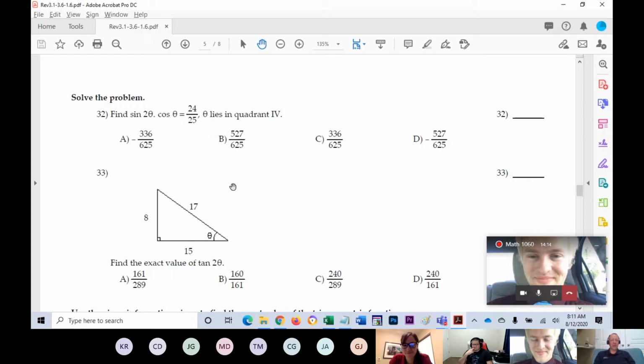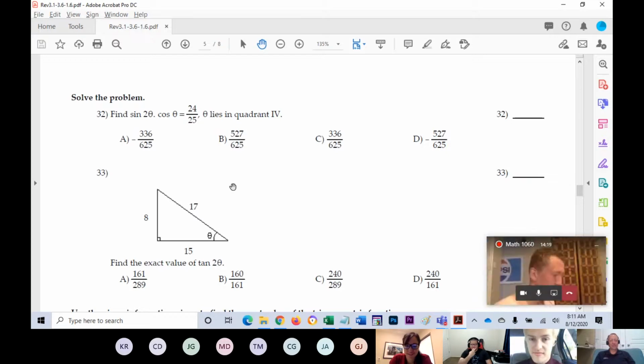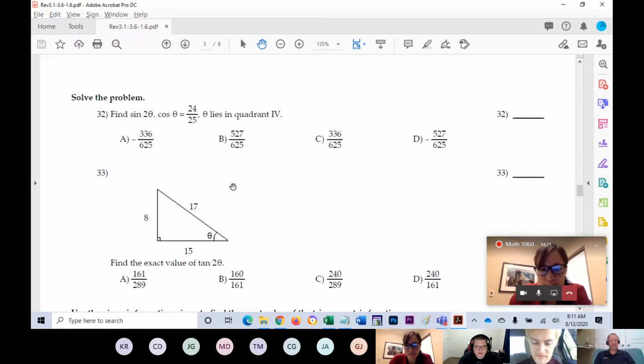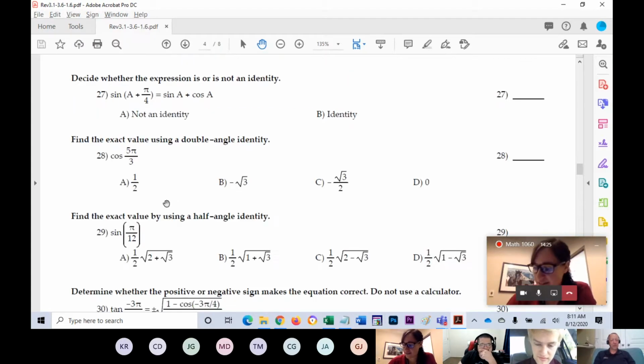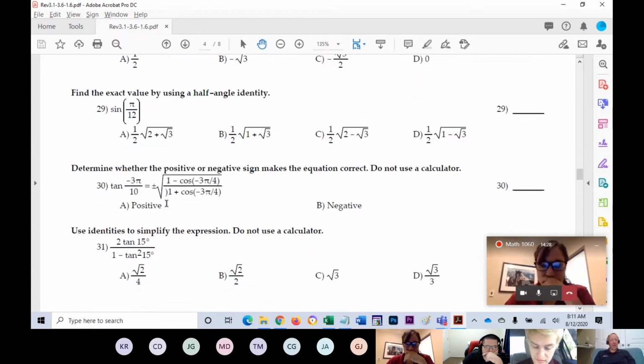So what other questions do you have? I would say number 30. I just wasn't exactly sure how to approach this one. Okay, determine whether the positive or negative sign makes the equation correct, and do not use your calculator. So, anybody have any ideas?